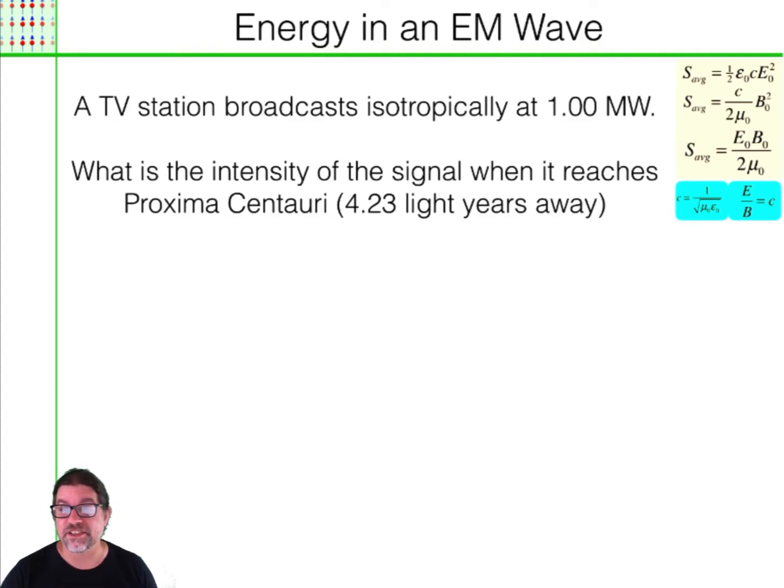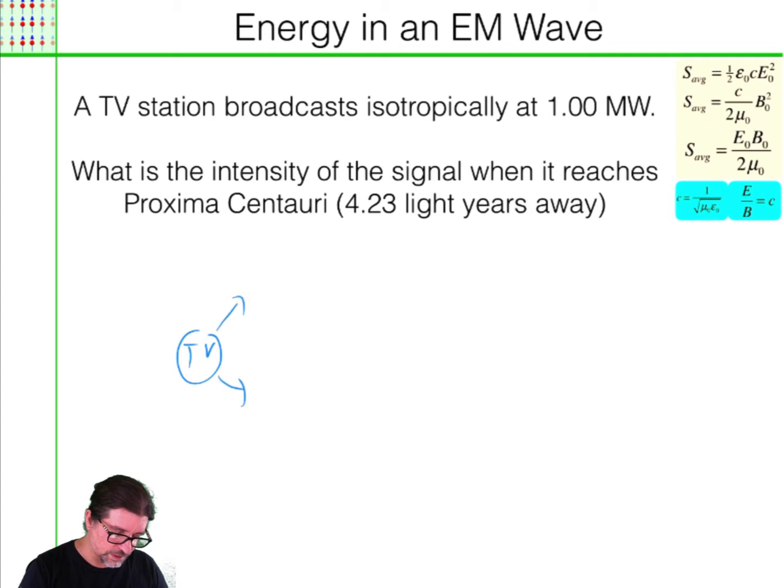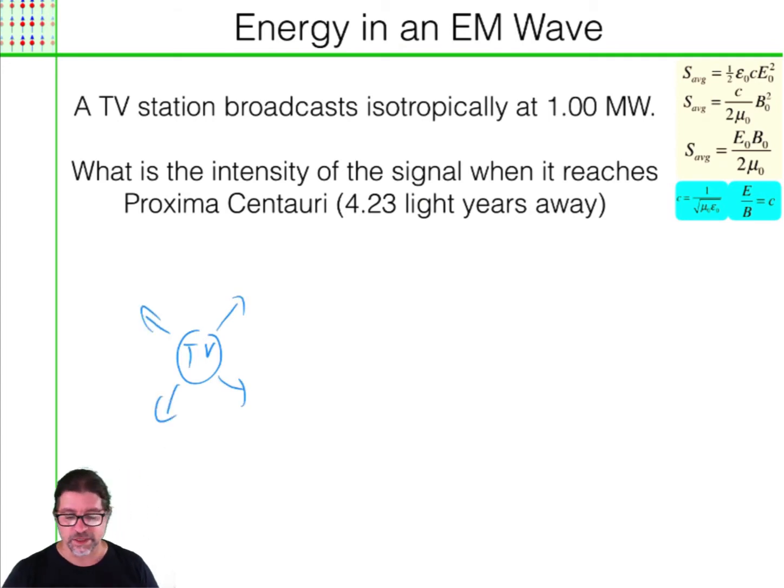Next example, consider a TV station that broadcasts isotropically at 1 megawatt. So isotropically means it broadcasts the same energy in all directions, which is not how they generally do it, but for our purposes, it's good enough. So here's our TV station, and it is broadcasting 1 megawatt. So that means, every second it's putting out electromagnetic waves worth 1 million joules. So what is the intensity of the signal when it reaches Proxima Centauri, which is 4.23 light years away, roughly? So that is pretty far away, right?